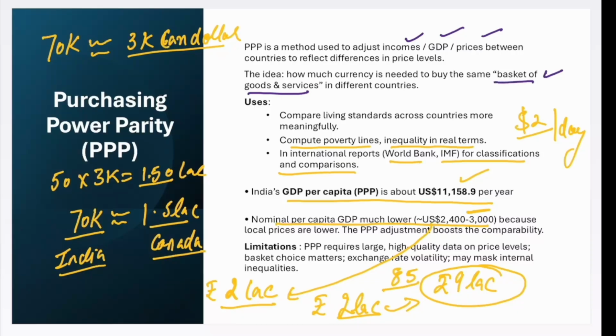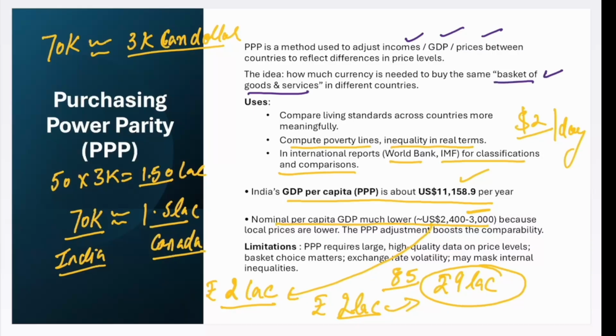What is the exchange rate today? It may change. And there are also internal inequalities that exist across the country. For example, Delhi may be more expensive than a tier two city in India, whereas Mumbai may be much more expensive than Kolkata. So there are internal inequalities which are not really catered for in such a scenario.